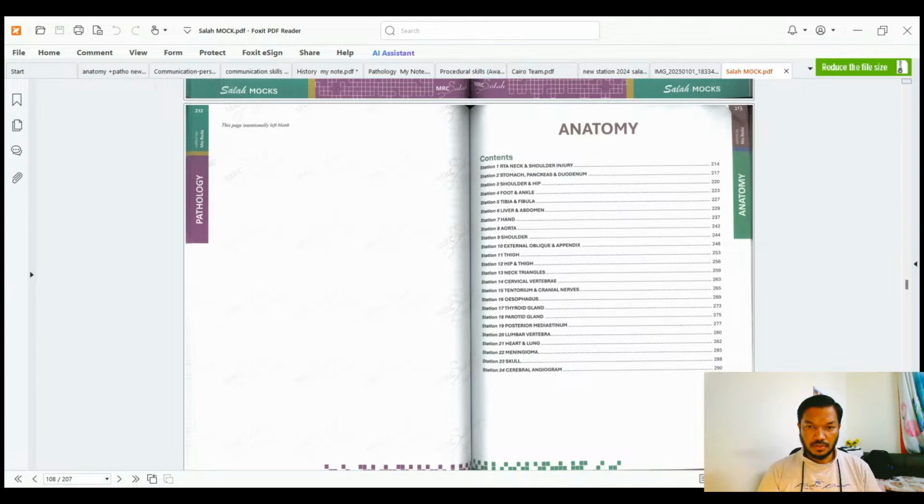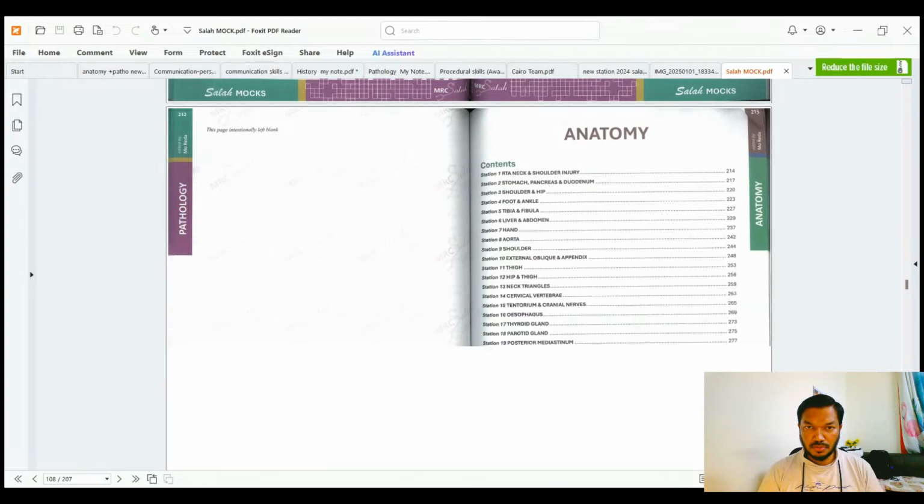Hello, we are starting our revision. It will be a rapid revision, and we are starting with anatomy.